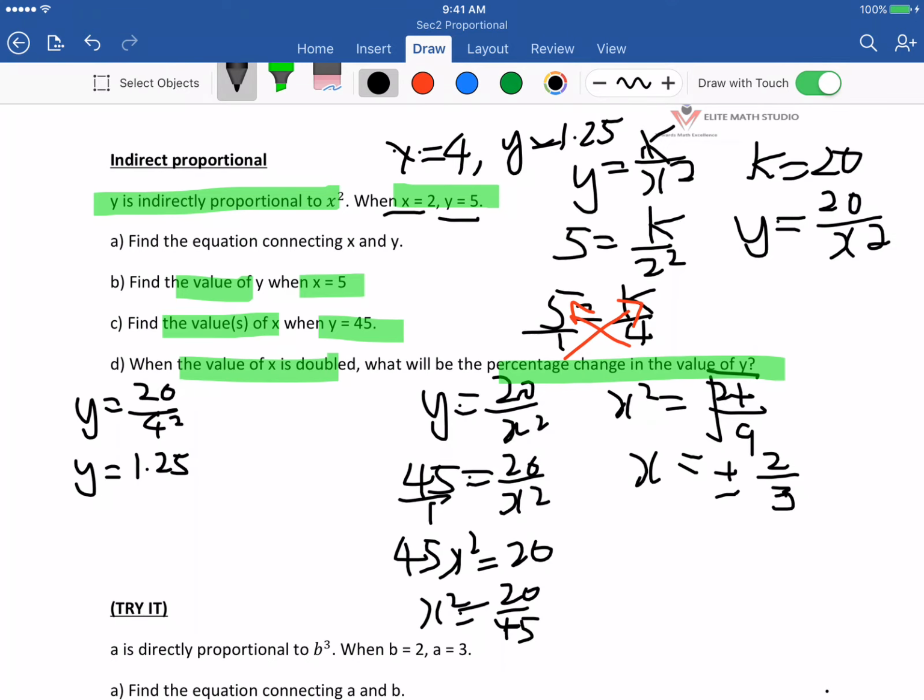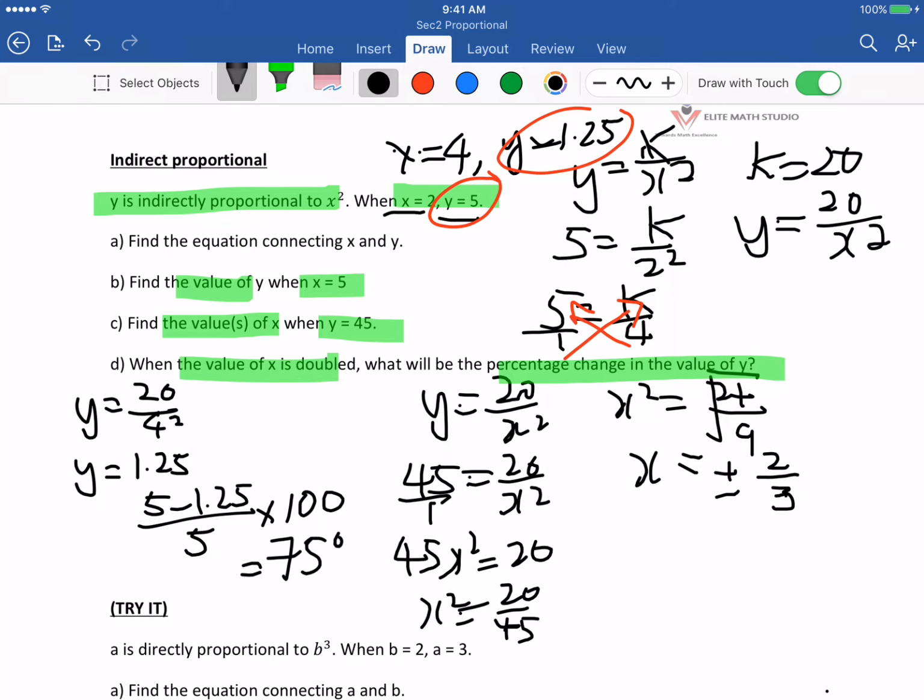The question wants a percentage change. So from y equals 5 to y equals 1.25, what's the decrement? What's the change? We take 5 minus 1.25 over the original amount times 100. So the answer is 75%. That's the answer.